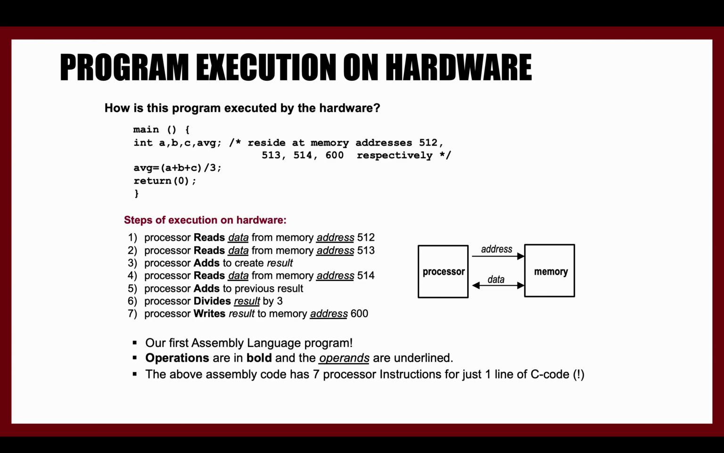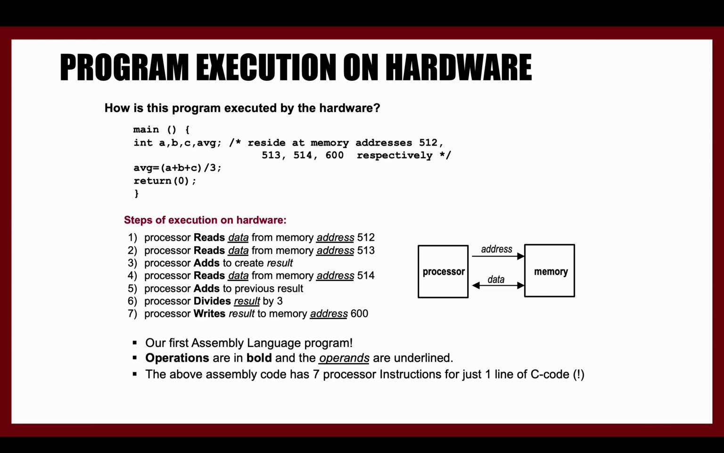This slide is describing how a simple program in C is executed by hardware, more specifically, how the hardware handles the calculation average equals a plus b plus c divided by 3. It's showcasing the basic interactions between the processor and memory during the calculation. This is the program, and now the steps of execution on hardware.